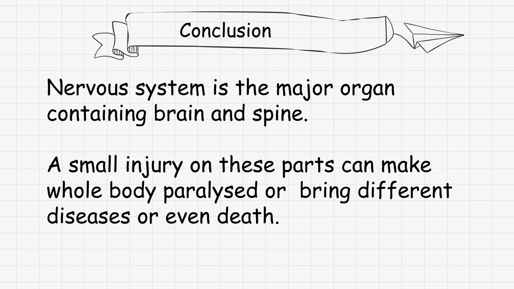In conclusion, the nervous system is the major organ system containing the brain and spine. A small injury to these parts can make the whole body paralyzed, or bring different diseases, or even death.